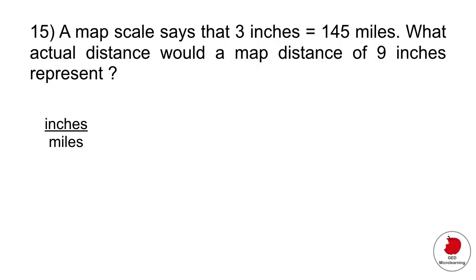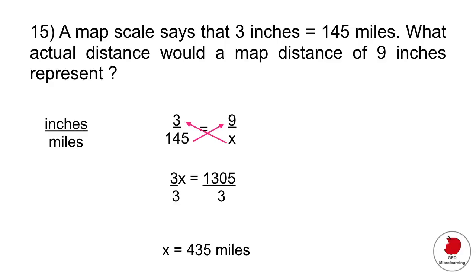Okay, so if we go back to our problem, here the proportion is inches and miles, right? So they're telling us that 3 inches is going to be 145 miles. And they're asking us how much would 9 inches be in miles. So all you have to do is set up your proportion like this, and then once again, you're going to solve for x. So you're going to multiply across like this, and that gives you 3x is equal to 1,305. And now in order to solve for x, you would divide the left side by 3. And remember that what you do on the left, you have to do on the right. And that would give you 435 miles.